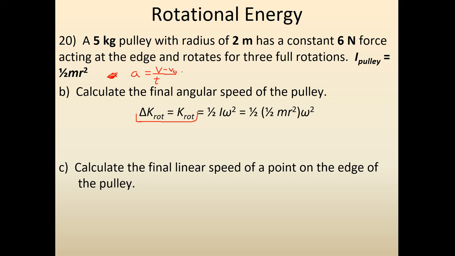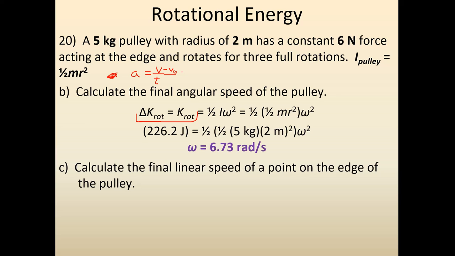I'm only dropping the delta because the initial kinetic energy is zero and the initial speed is zero. So I do 1/2 I omega squared. I plug in the 1/2 mr squared into there, and then I plug and chug, and I end up getting that the final angular speed is 6.73 radians per second.